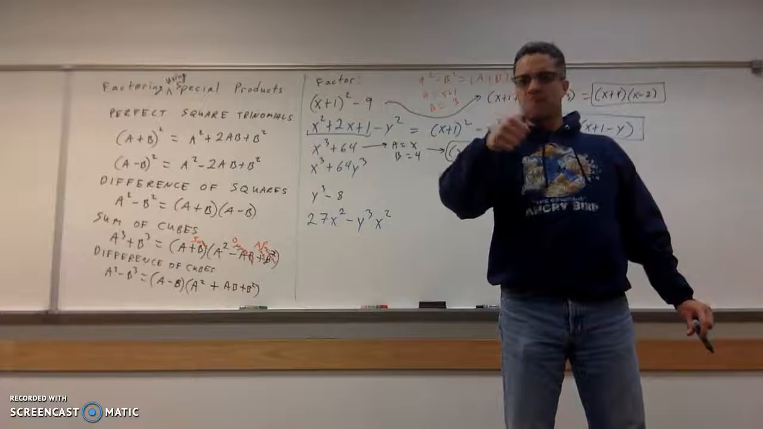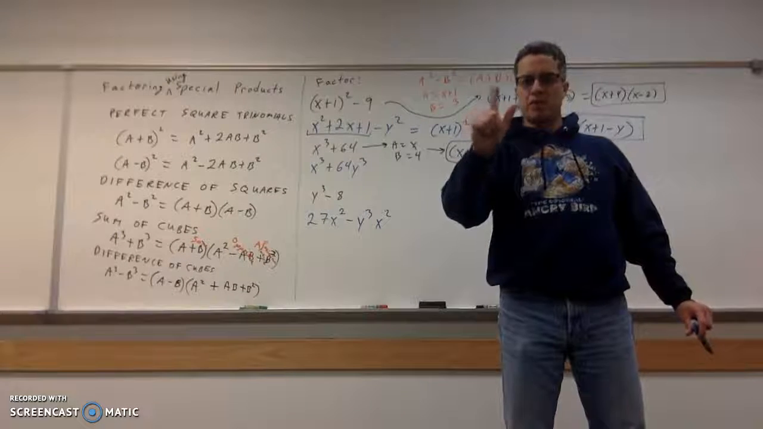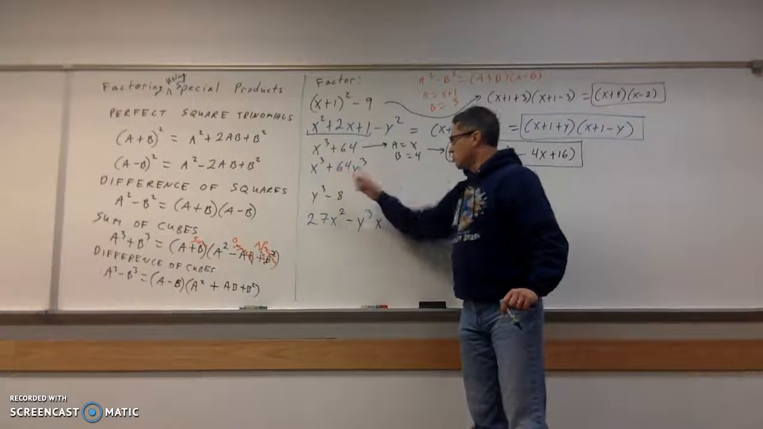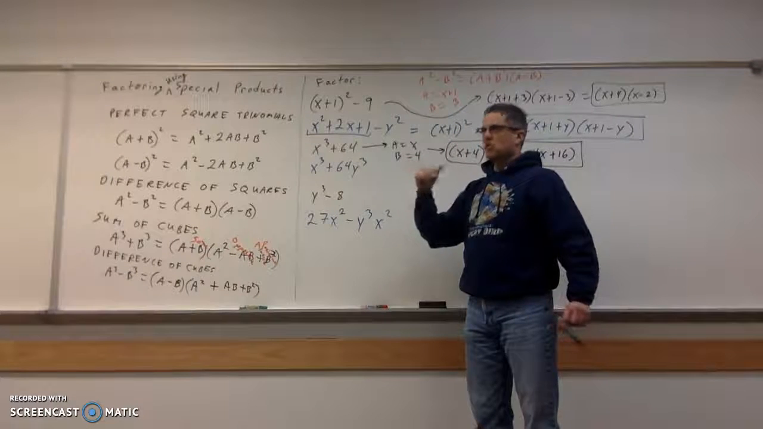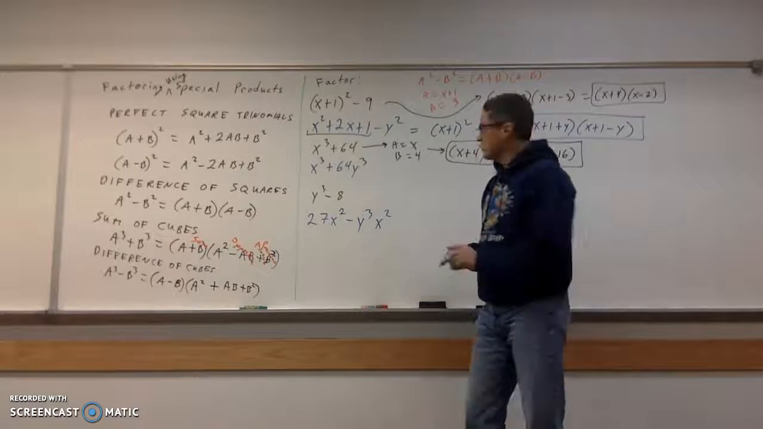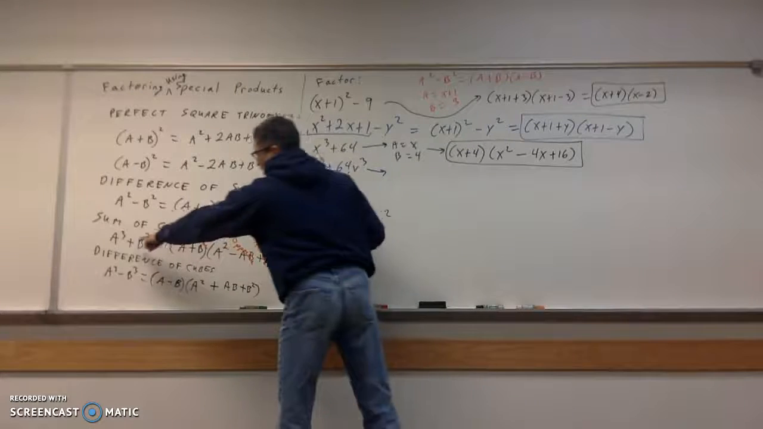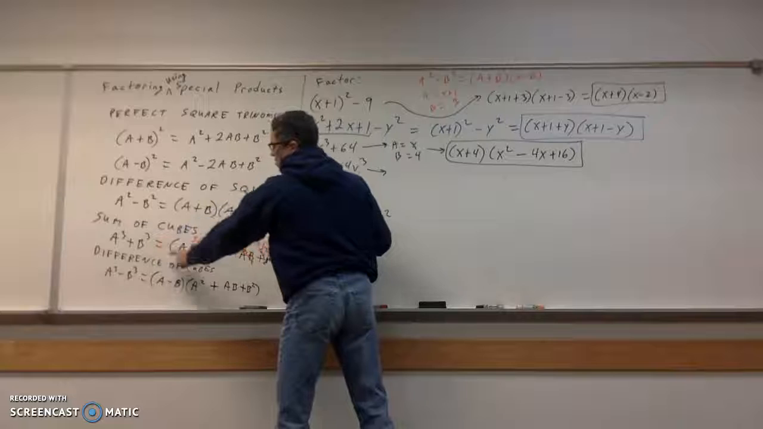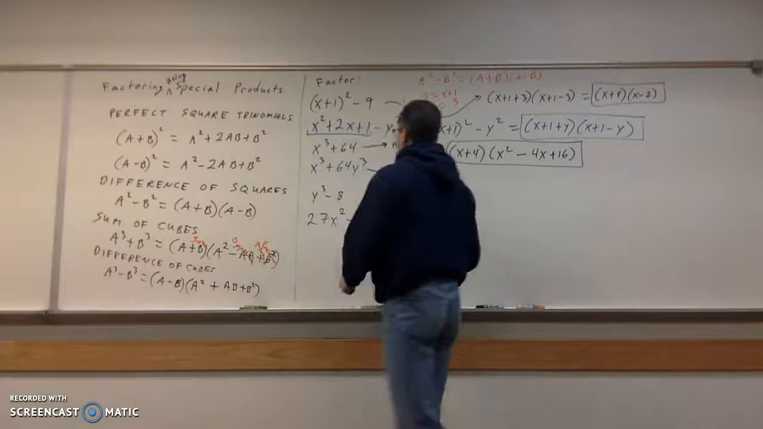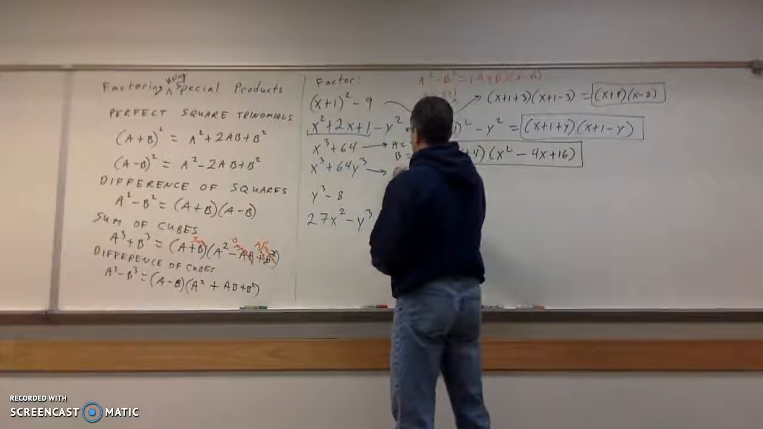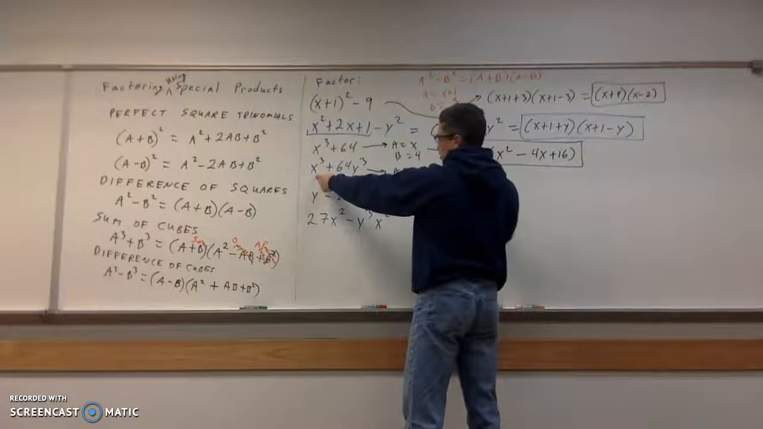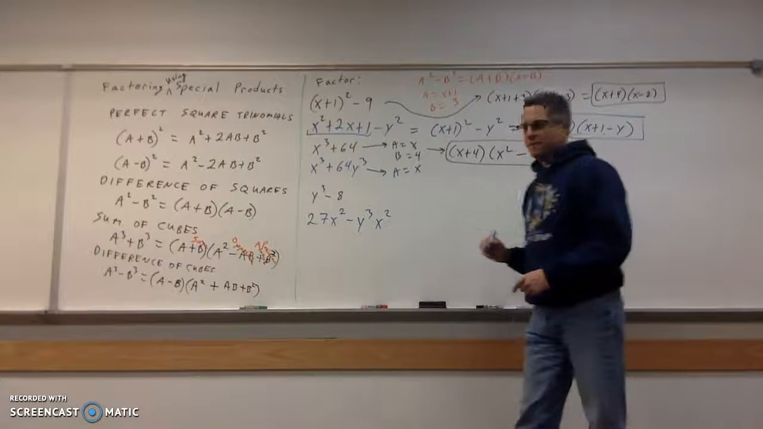Greatest common factor, not there this time. Binomial, got that. 2 terms. So difference of squares, no. Sum of cubes, absolutely. That's what I've got. So I'm going to be using this formula, a cubed plus b cubed. So I need to find out what a and b are. A is going to be the cubed root of x cubed, which is x.